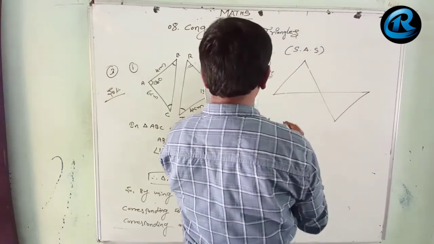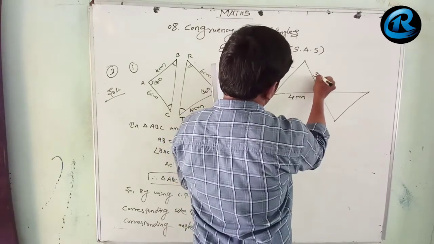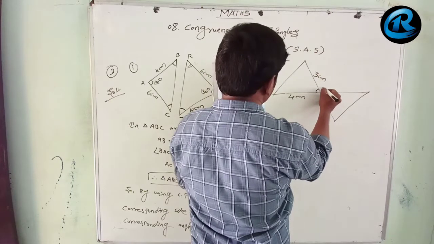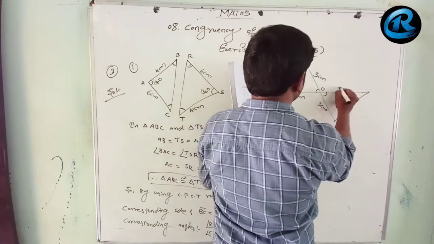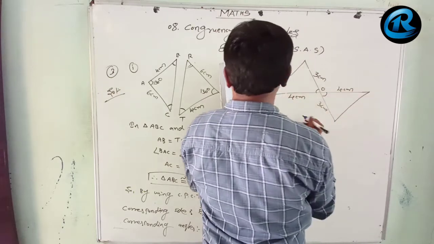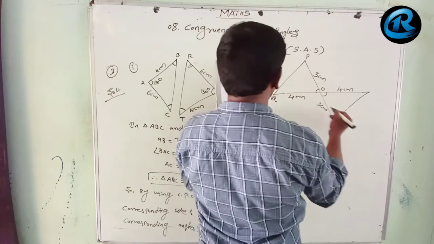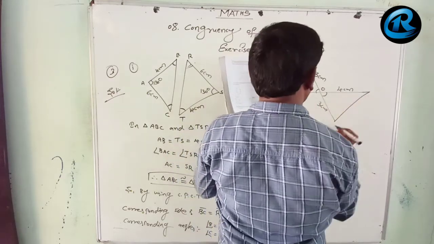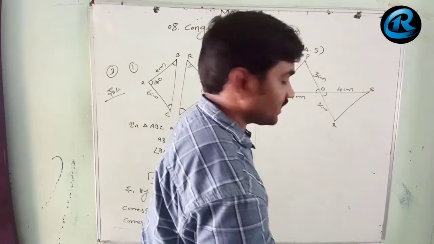Now this is the diagram of 4 centimeter, 3 centimeter, and here the angle is O, and these will be vertically opposite angles. It is a 3 centimeter and it is a 4 centimeter. Let us write the name of this triangle: PQO, POQ or ROS.